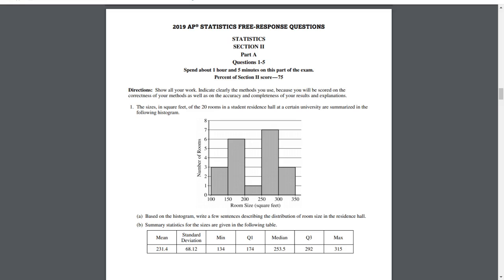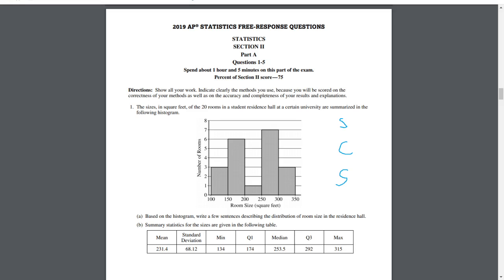Alright, so we have a histogram here. That means when we're describing it, we're going to want to look at 3 things: shape, center, and spread. So shape. This is obviously bimodal. There are 2 modes, one between 150 and 200 and another between 250 and 300. There is only one room in between those 2 sizes. But bimodal is the big part of that.